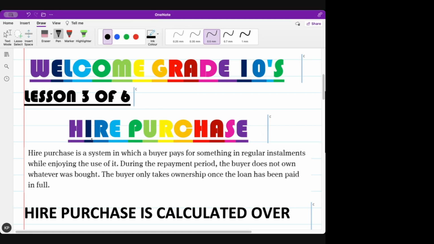Hire purchase is a system in which the buyer pays for something in installments while already possessing it. Even if you buy a TV by hire purchase, they don't keep it in the shop until you're done paying. They give it to you and say, cool, there's your TV, enjoy. During the repayment period, the buyer does not own it. So at any point, if you stop making those payments, they can repossess that item, and the money you paid will be seen as a rental.